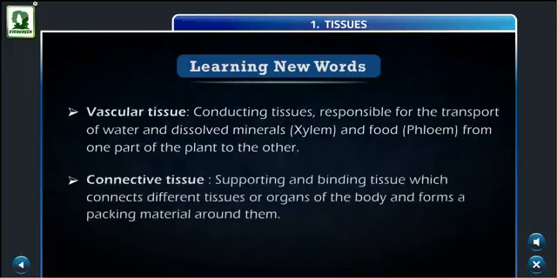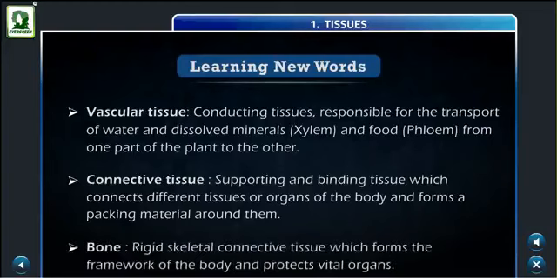Connective tissue: supporting and binding tissue which connects different tissues or organs of the body and forms a packing material around them. Bone: rigid skeletal connective tissue which forms the framework of the body and protects vital organs.